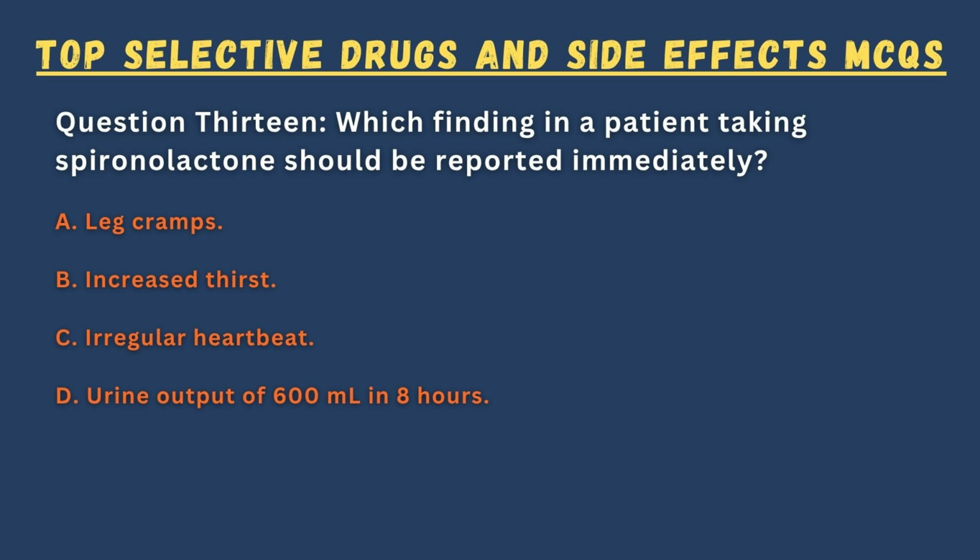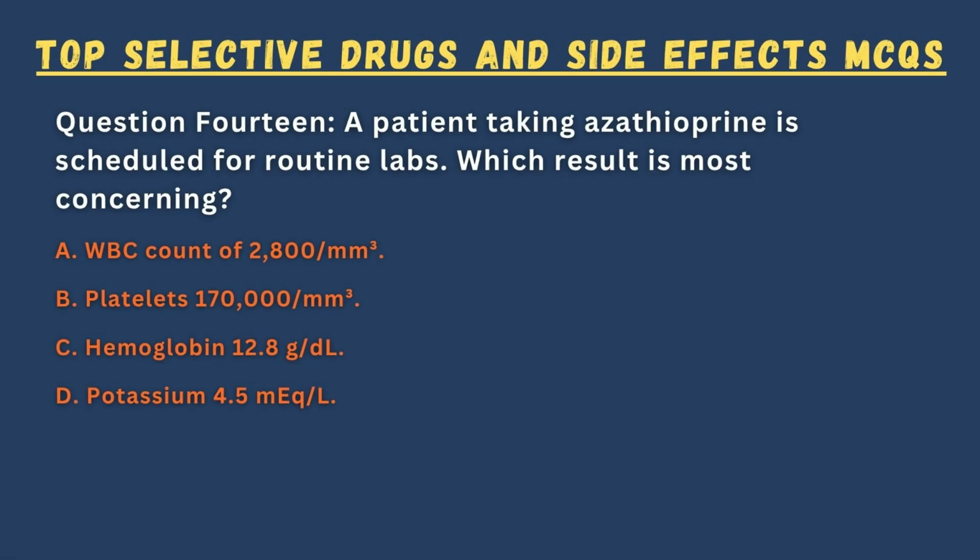Question 13. Which finding in a patient taking spironolactone should be reported immediately? A. Leg cramps. B. Increased thirst. C. Irregular heartbeat. D. Urine output of 600 milliliters in 8 hours. Answer: C. Irregular heartbeat.